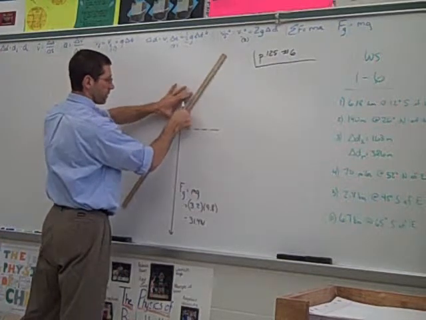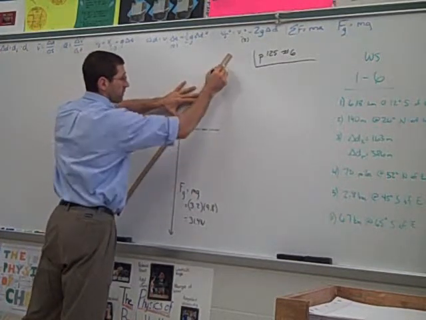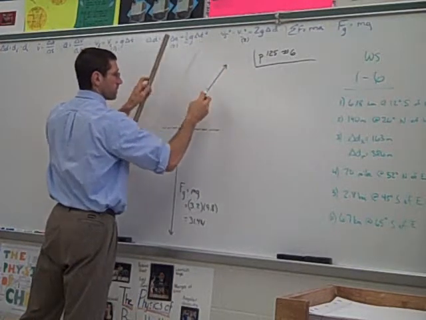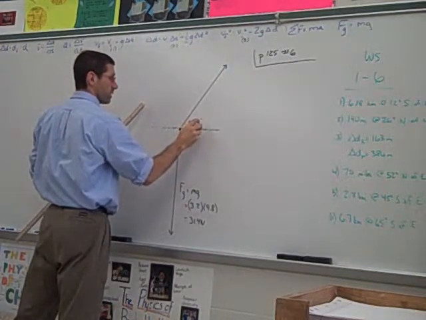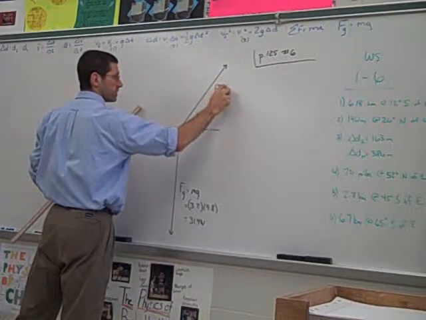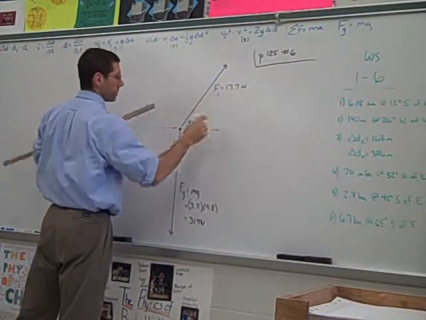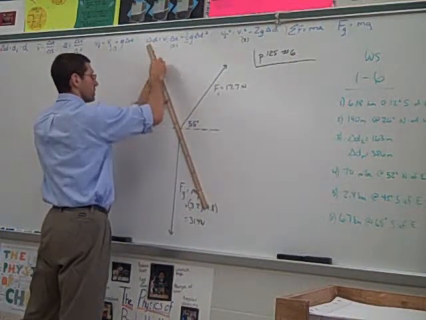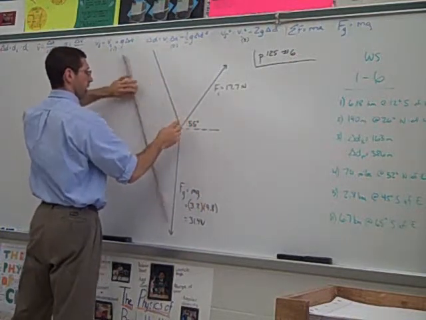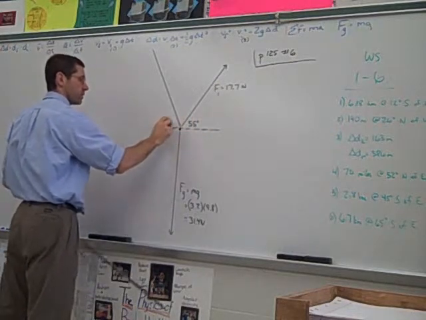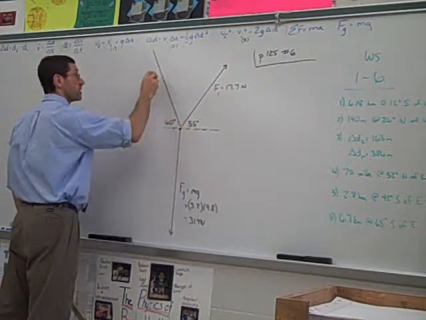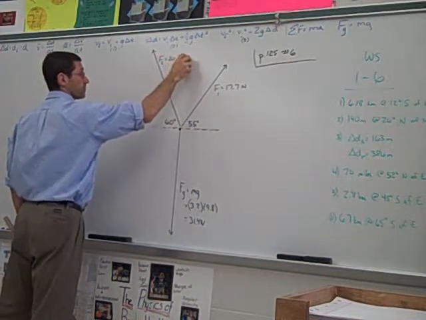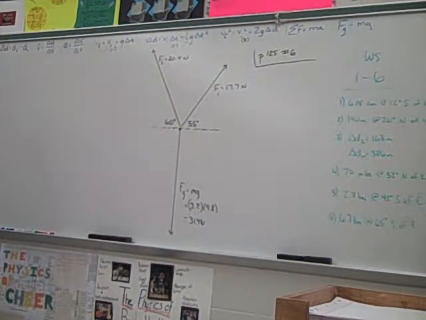The first one goes this way, 55 degrees. So 55 degrees, and that's force one, we'll call it, is 17.7 newtons. And then this way, we have a larger force. And this is 120, so that makes this 60. And force two is 20.4 newtons. So that's your free body diagram.